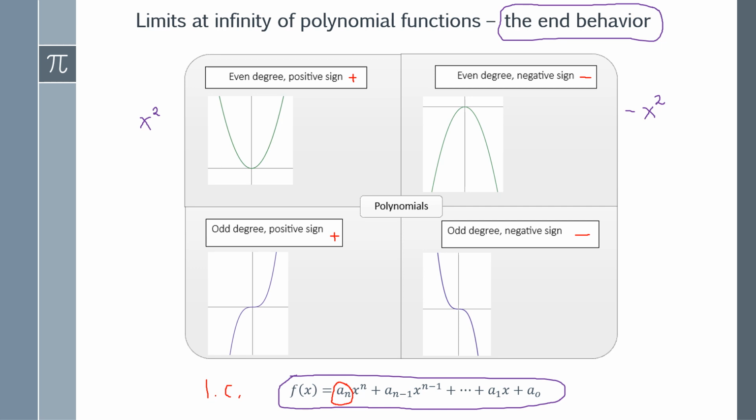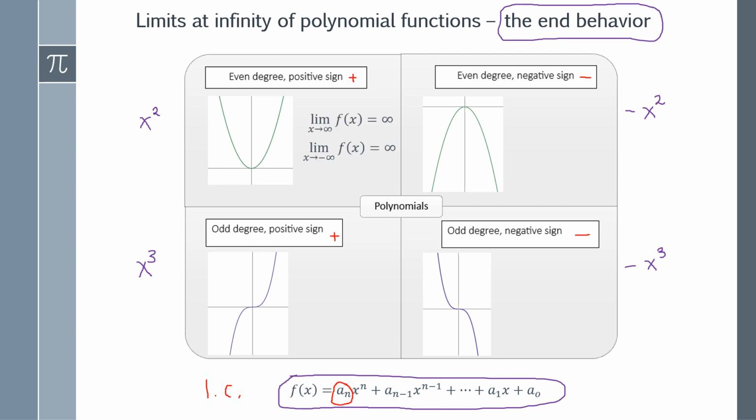Okay, what about odd degree, positive sign? Well, you might have guessed this is x cubed. Okay, odd degree, negative sign, that would be negative x cubed. And just by looking at the end behavior of these functions, we can make a conclusion about the limits of all polynomial functions that fall into one of these categories.